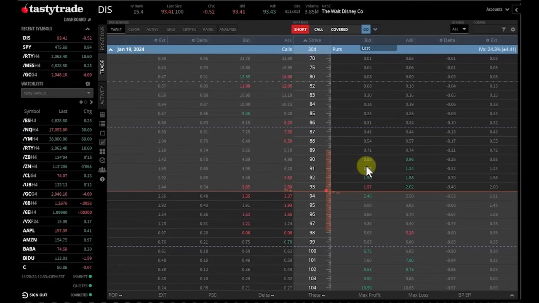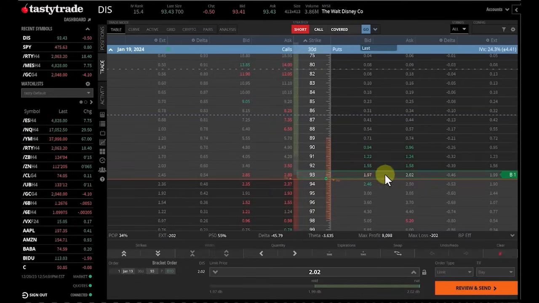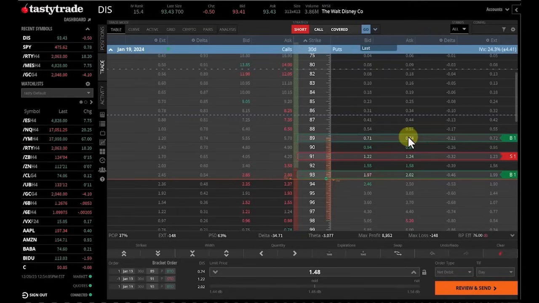Now, I'm not going to work through all the inner workings of butterflies and ratios. That's not the purpose of what we're doing here, but we do need to make sure that we are up to speed on some of the basics. So if I were to buy a butterfly using put options on the right-hand side of the screen, these are your puts, these are your calls, I'm going to buy a 93 put, let's say. I'm going to sell the 91 put, and I'm going to buy the 89 put.